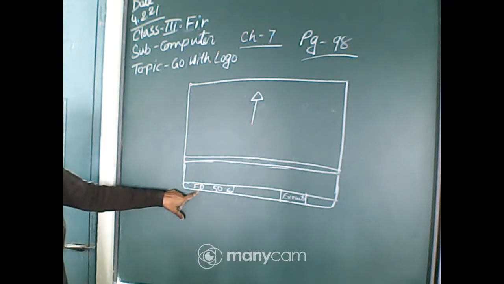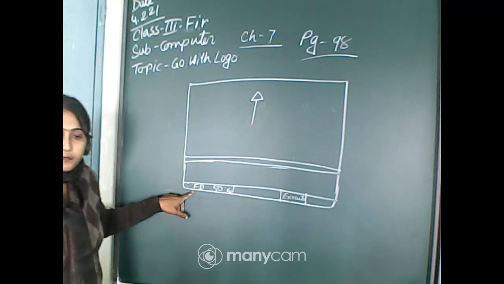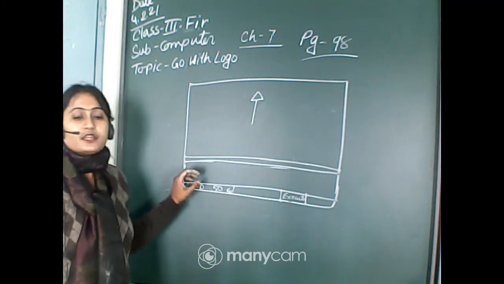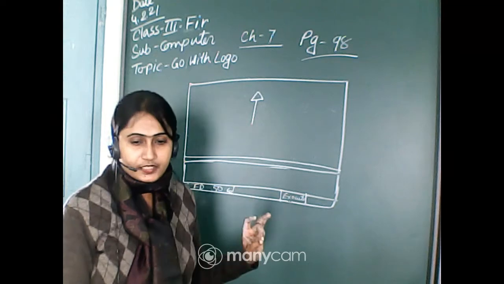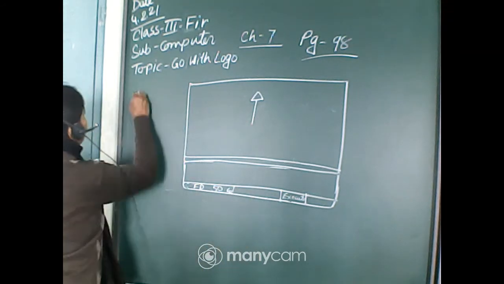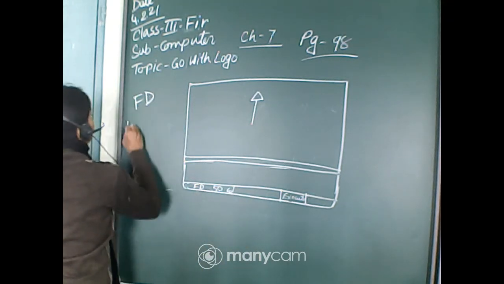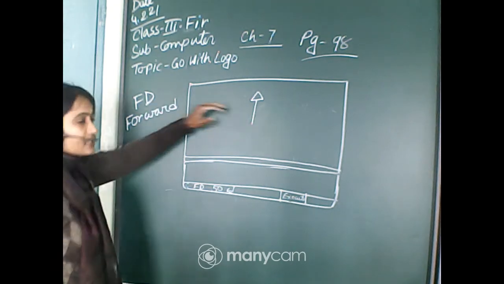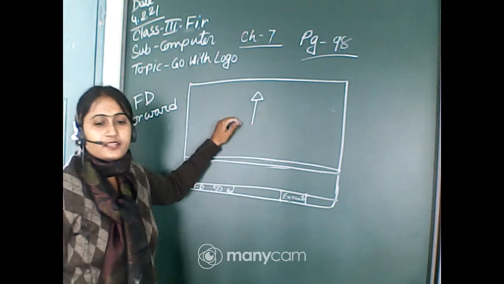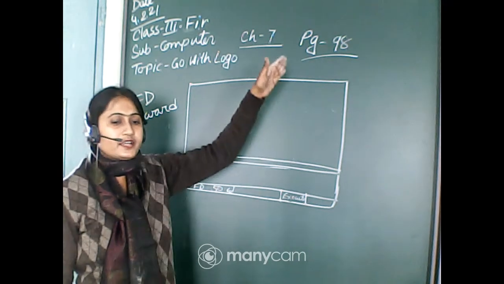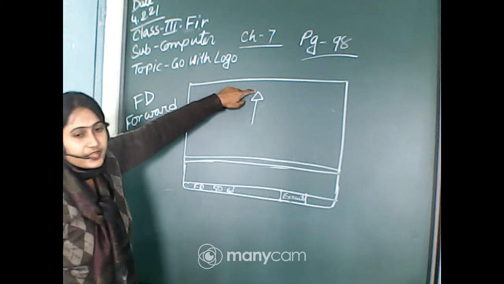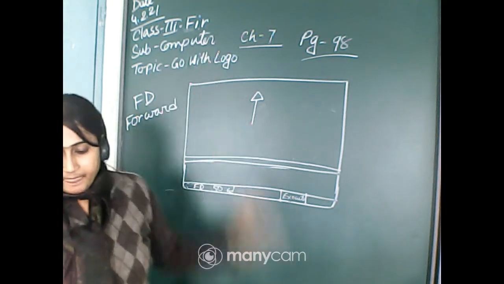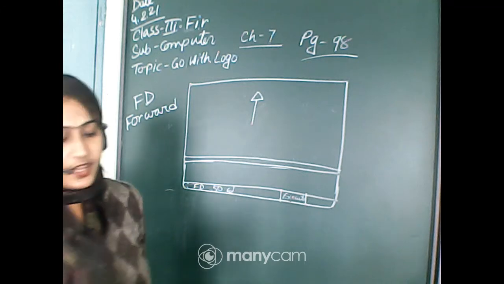When we write the command or primitive, fd, it's a command or primitive, you can say primitive or command. Fd, its full form is forward. In the short form fd, in the full form forward. That means we are instructing the turtle to move in the forward direction. In which direction the turtle is facing, it will move in that direction.